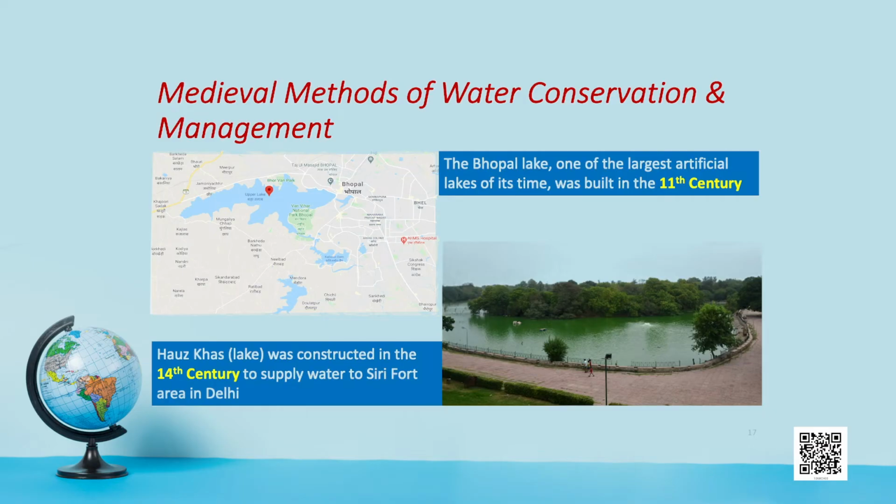There are also examples like the Bhopal Lake, which was built in the 11th century to cater to the water needs of the city. It is still one of the biggest man-made water bodies in India. Also, the Hauz Khas Lake was constructed in the 14th century to meet the water demands of the Siri Fort area in Delhi. Now look at some of the traditional methods of water conservation and management being used even today.